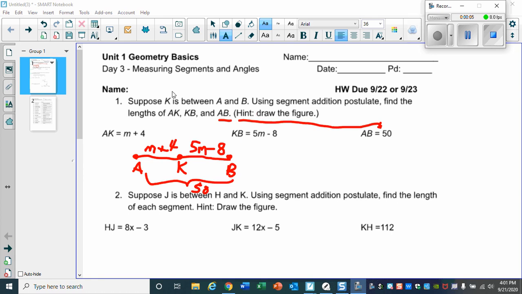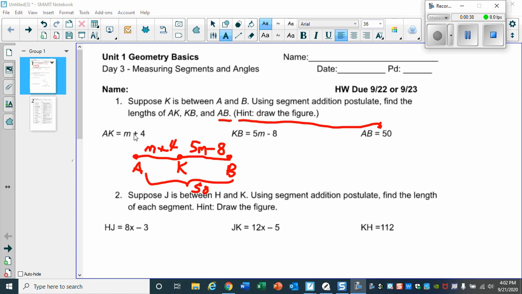Here is your homework assignment that was due either tomorrow or Wednesday, depending on what period you have class. First problem: K is between A and B. Use the segment addition postulate to find the lengths of AK, KB, and AB. The hint was to draw the figure, which I did right here. AB turns out to be 50, so your entire distance from A to B is 50.